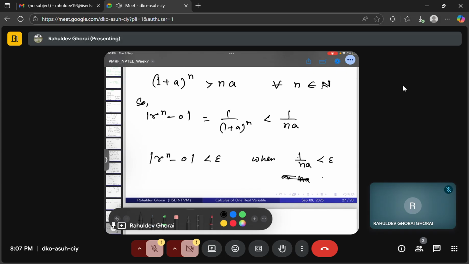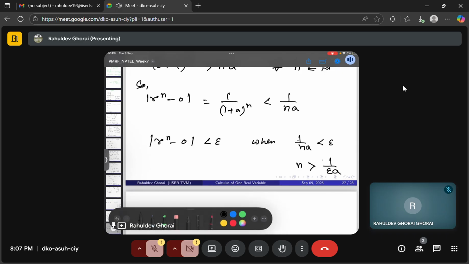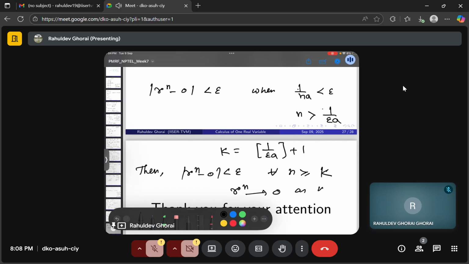And that implies n has to be greater than 1 over epsilon a, right? So now if you take k as the greatest positive integer of 1 over epsilon a, plus 1, then what I can write, r to the power n minus 0 less than epsilon for all n greater than or equal to k, and that implies r to the power n tends to 0 as n tends to infinity when r is not equal to 0.